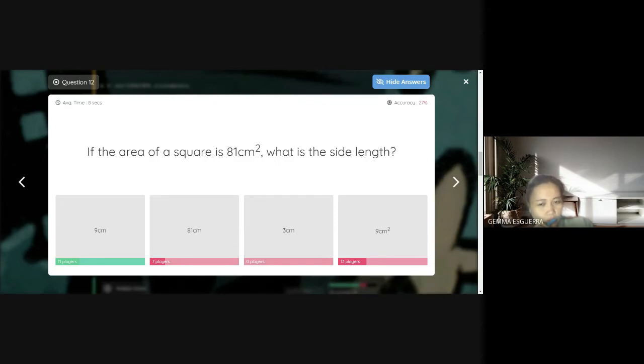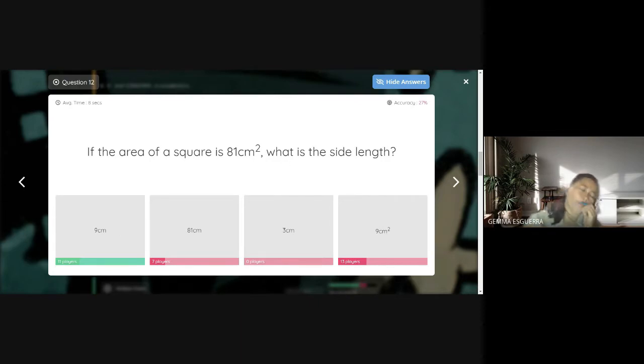So kung 81 yan, what is the square root of 81? And that is 9 centimeters, hindi po square. Kasi pag nilagay nyo pang square centimeters, this is still area. Kasi ito side length lang po hinahanap. Ito dapat because the square root of 81 is 9. That is, hindi na po natin nilalagay yung square.